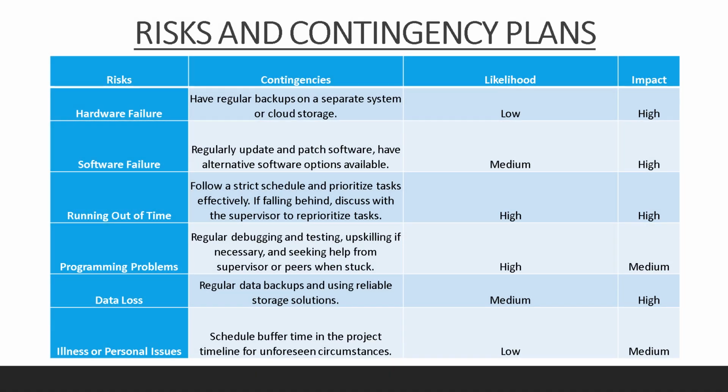In planning for the future, it is crucial to anticipate potential risks and prepare for them. Risks identified include hardware and software failure, running out of time, programming problems, data loss, and personal issues. I have devised contingency plans for each, such as regular backups, software updates, effective task prioritization, regular debugging and testing, and scheduling buffer time for unforeseen circumstances.